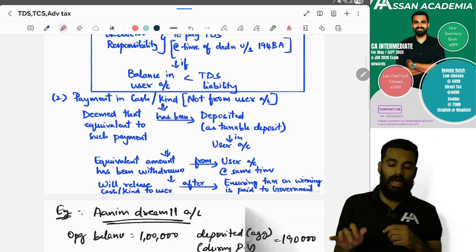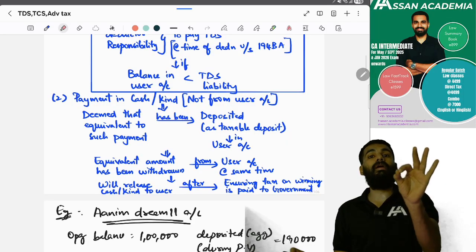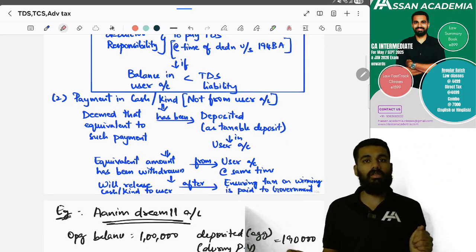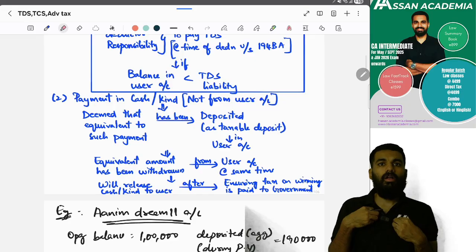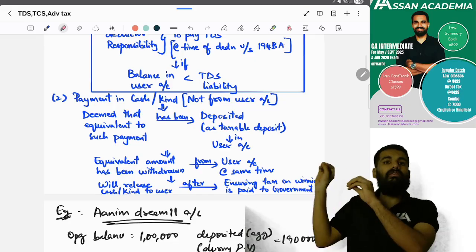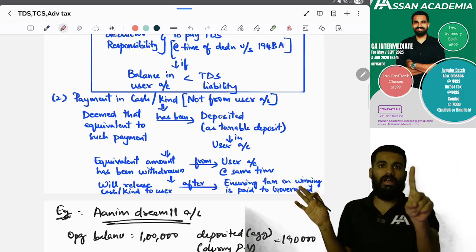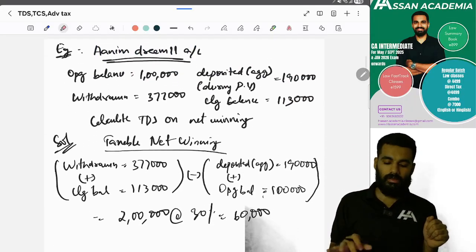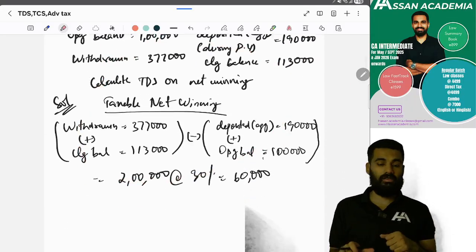Yes or no? Yes. And if Dream 11 company is making payment, like a car or TV, all this, it first has to collect some amount from the user, TDS 30%, then give all this. Government doesn't care how you collect. First deduct TDS, then only you have to give it to the user. Yes or no? Yes. I have given an example. If you want, you can see this, a simple calculation.